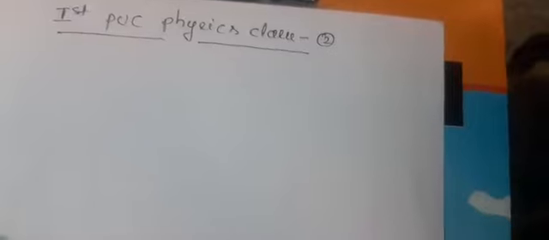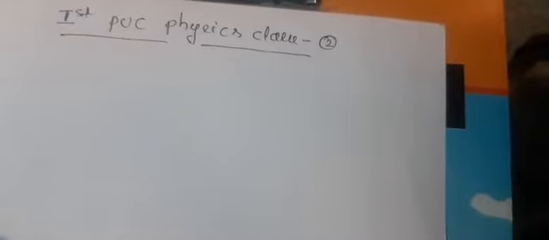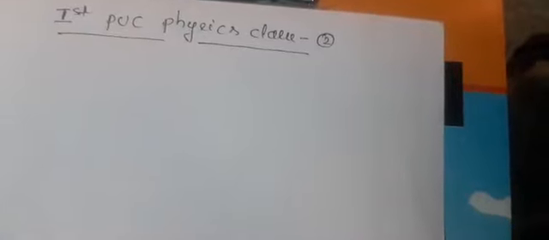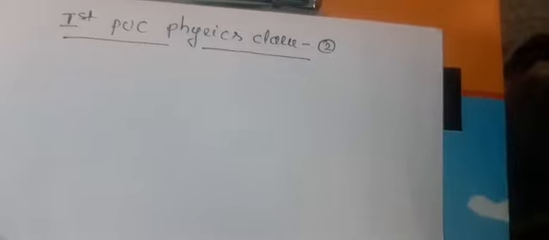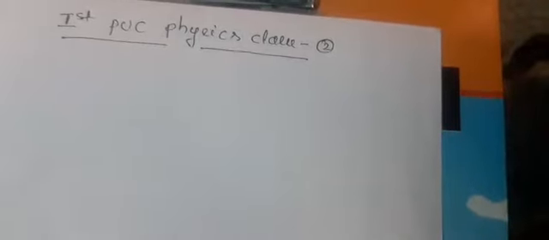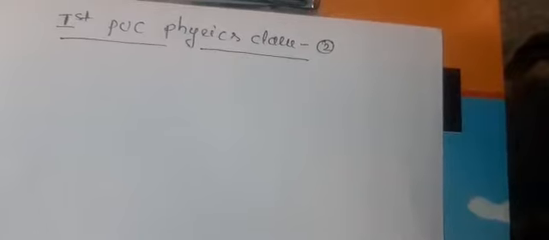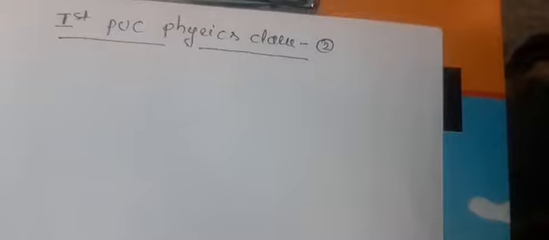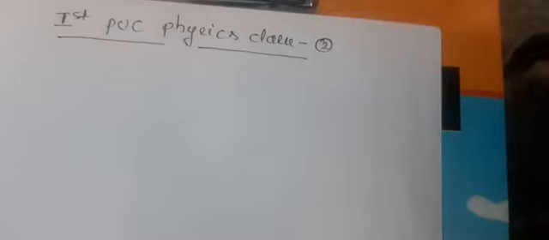Hi everyone. In the last class we discussed the concept of physical quantity. What is the definition of physical quantity? What are the types of physical quantity? Physical quantity means any measurable quantity. Physical quantities are classified into two different types.